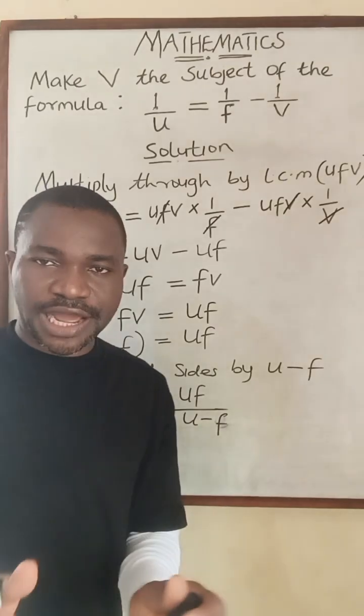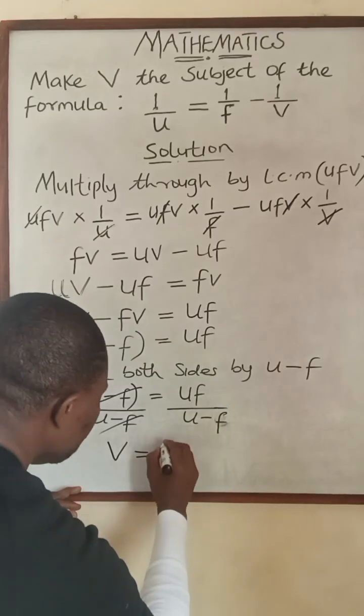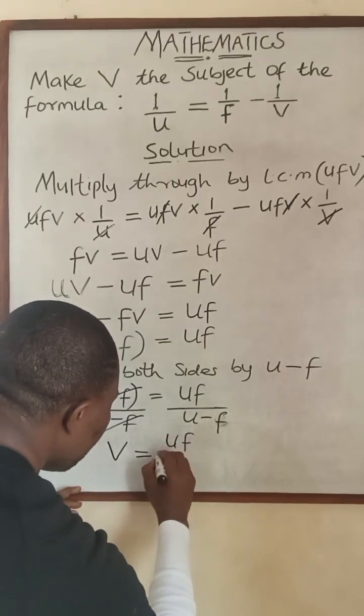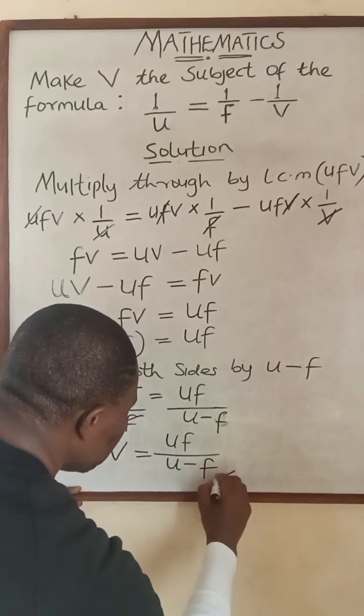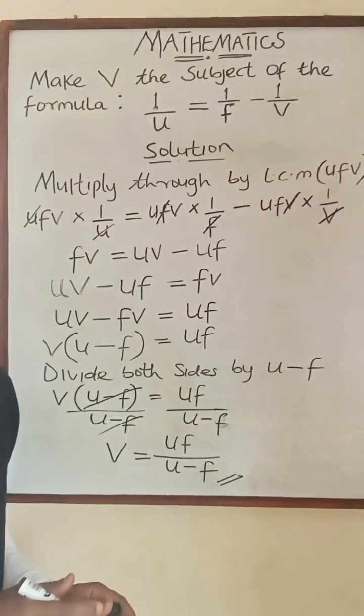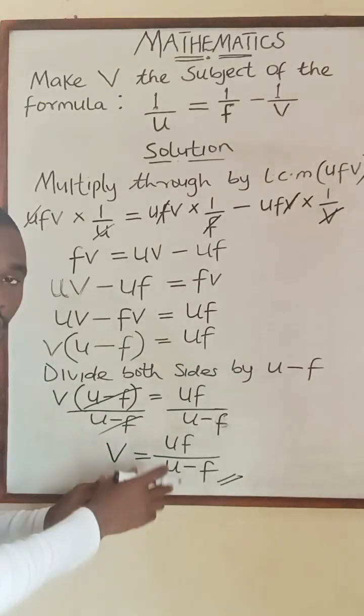Now, what is our final answer? We have V equals UF divided by U minus F. Of course, this is our final answer. So V has been made the subject of the formula.